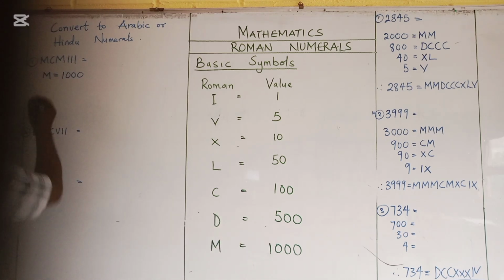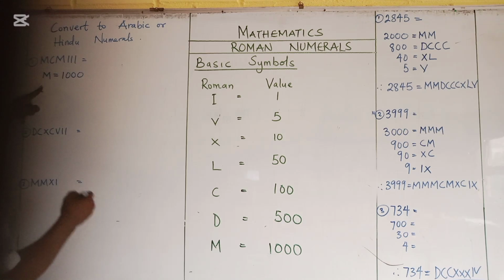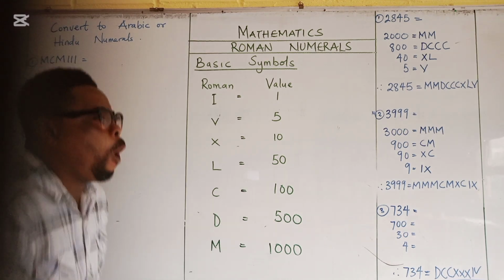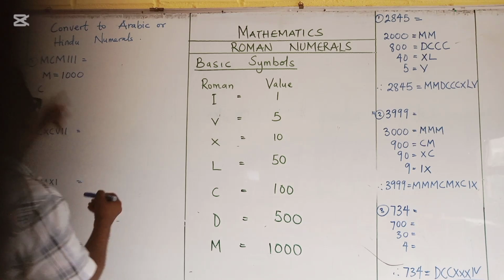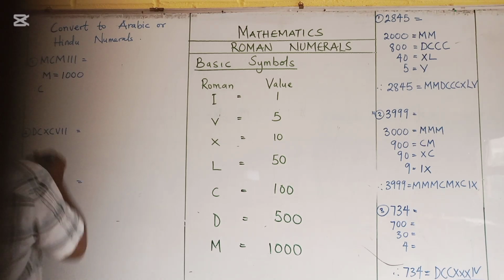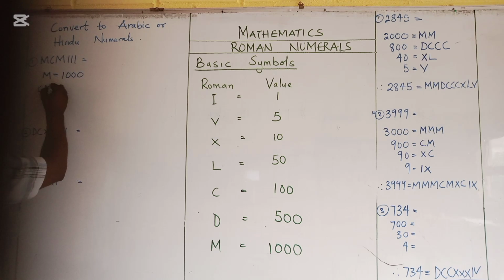Let us pick our C. But before you say what C is, check the next number. Is it bigger or smaller? The next symbol to C, is it bigger or smaller? Oh, it is bigger. That is, we are going to take the two of them together.